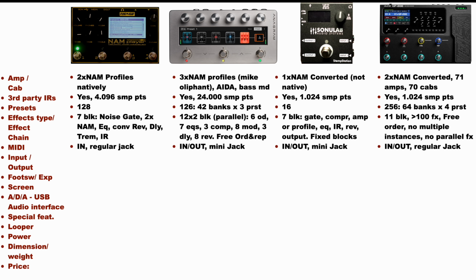The NAM player has 1 MIDI-in, the Anagram has both in and out via mini jack, just like the Stomp Station. The Valeton has both MIDI-in and out with standard jacks.